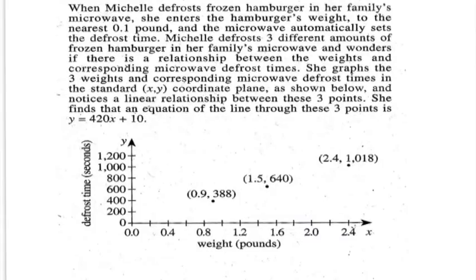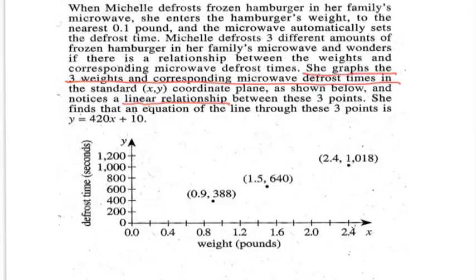Now we look at the next one. And it tells us this is one we're not really going to work a problem in. I wanted you to see how the ACT is using the graphical information to tie into what they want you to do. All right. So it tells us a bunch of stuff at the front, but I'm going to pick up right here where it says she graphs the 3 weights and corresponding microwave defrost times in the standard XY coordinate plane as shown below. She notices that there is a linear relationship. That means you can draw a straight line between these points.